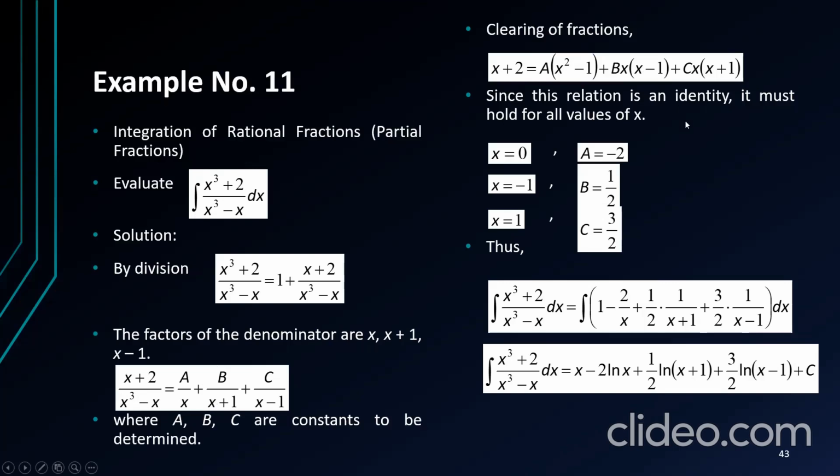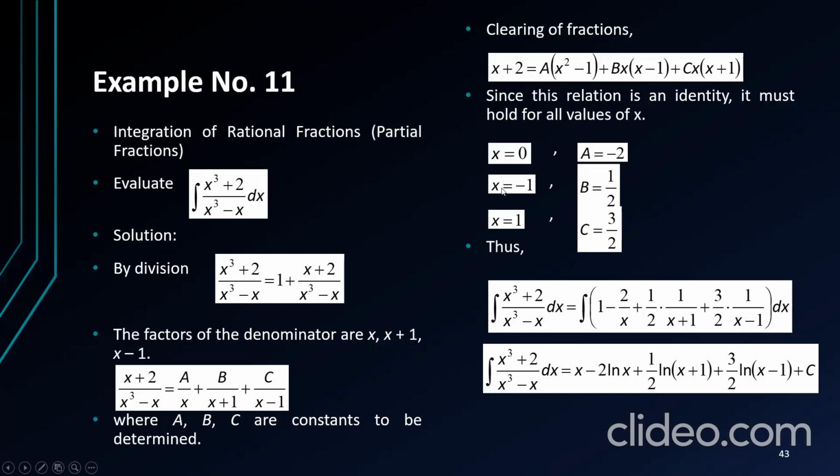Since this relation is an identity, it must hold for all values of x. So, at x is 0, magiging 0 to, may iwan to. So, 0 plus 2 is equal to a times 0 minus 1. So, magiging negative a. So, this is 0 plus 2 is 2. So, a is equal to negative 2.